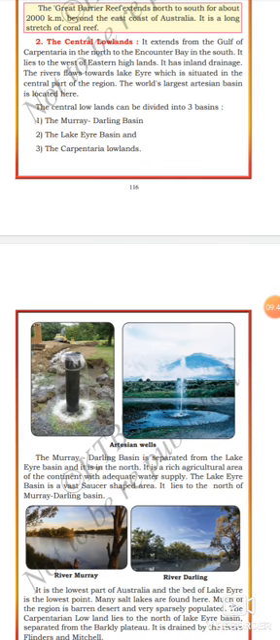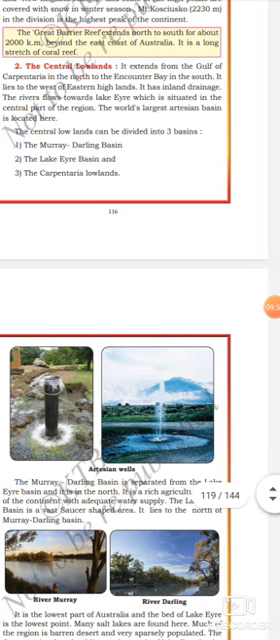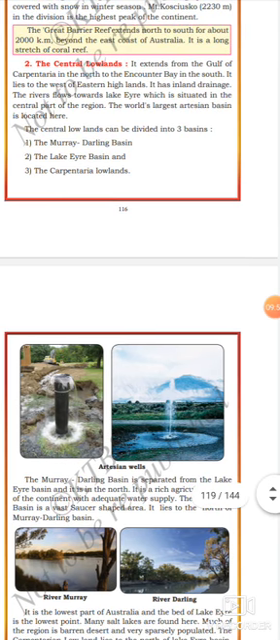The Central Lowlands. It extends from the Gulf of Carpentaria in the north to Encounter Bay in the south. It lies to the west of the Eastern Highlands. It has inland drainage. The rivers flow towards Lake Eyre, which is situated in the central part of the region. The world's largest artesian basin is located here.